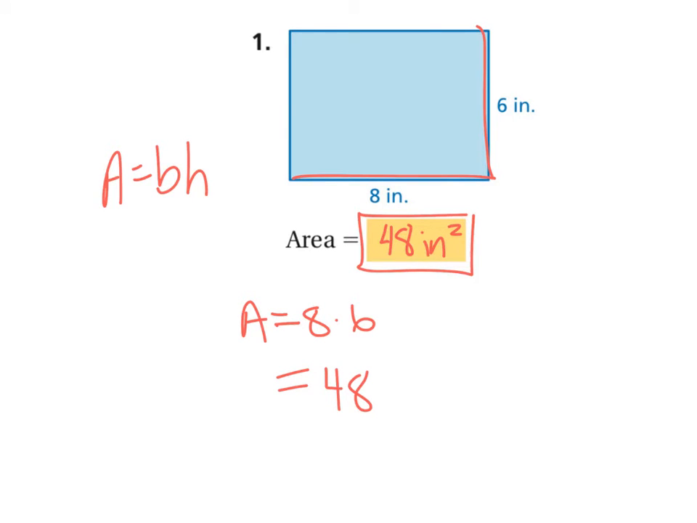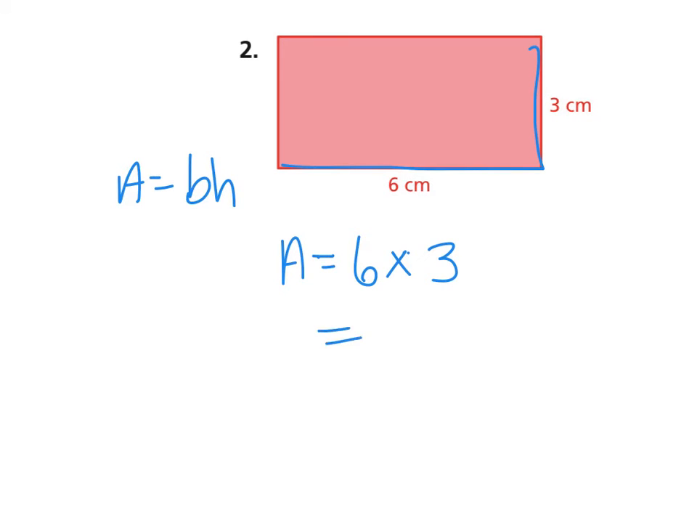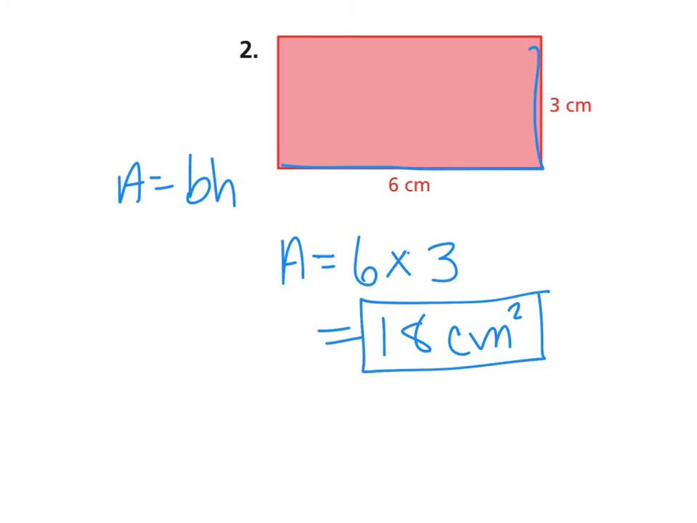All right, let's do another one. All right, another rectangle. Again, we have the base times the height. Area of a rectangle is base times height. So we have 6 times 3. 6 times 3 is 18. Label it centimeters squared. All right, so now let's try some triangles.